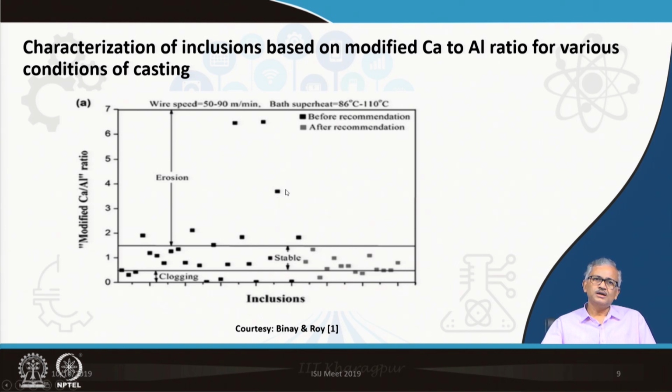If you do that, after recommendation you can find some of the symbols, the light symbols, are coming here. So, from the ladle gate erosion, all the samples, now all the inclusions come under this stable casting region and some in the clogging region, a few, 1, 2, 3. So, most of the samples now come under the stable casting region.